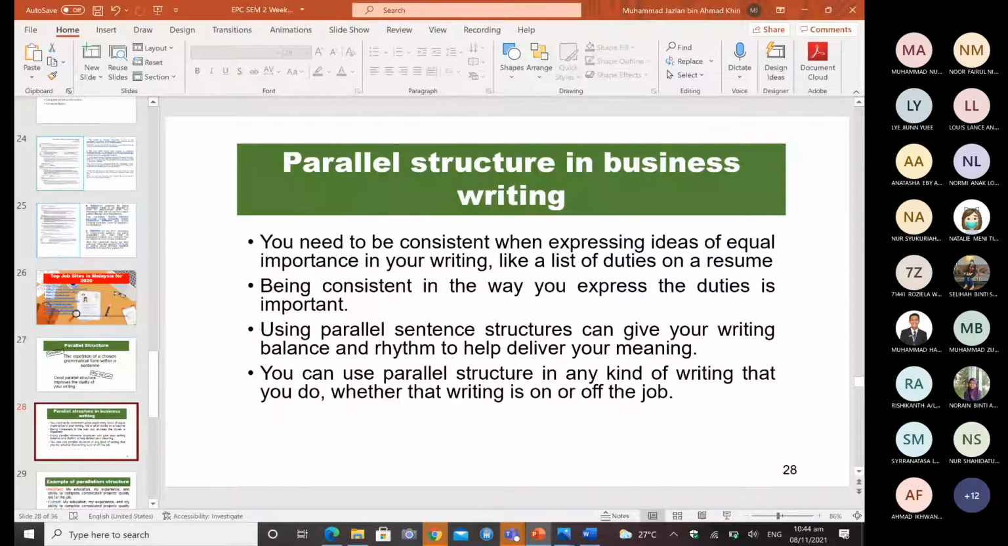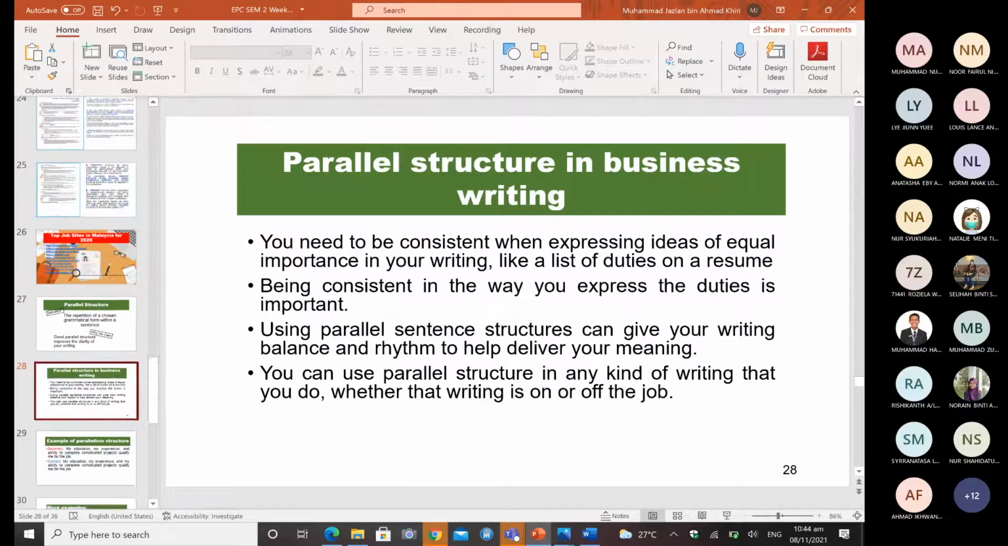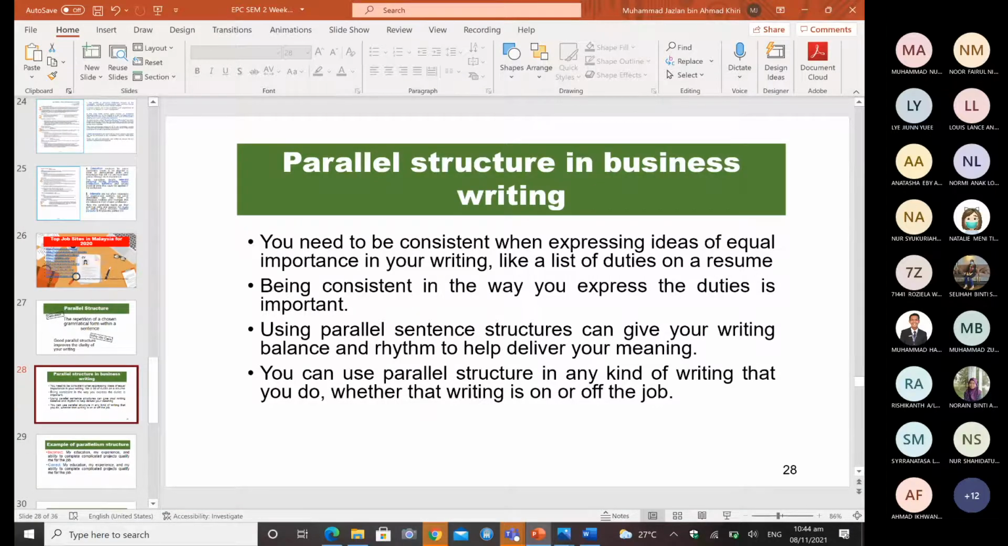Whenever you write parallel structure, it has to be consistent. It has to be consistent when you express your ideas of equal importance in writing. It can also give balance and rhythm to help deliver your meaning. And you can use parallel structure in any kind of writing that you do, whether that writing is on or off the job.